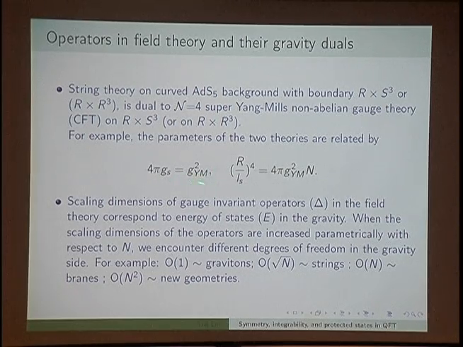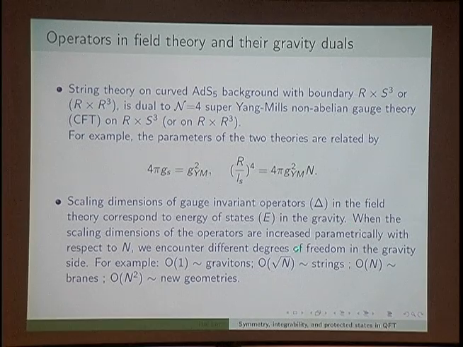Here the gauge coupling constant is a coupling constant of open strings, and this is a coupling constant of closed strings. Since a closed string is a composite of two open strings, it is related by a square formula. And here R is the radius of curvature of the AdS space, and l_s is the string length. And this number is very large when the coupling is large, in the strong coupling regime. So in this relation, the scaling dimension of a gauge invariant operator in the field theory corresponds to the energy of states on the gravity side.